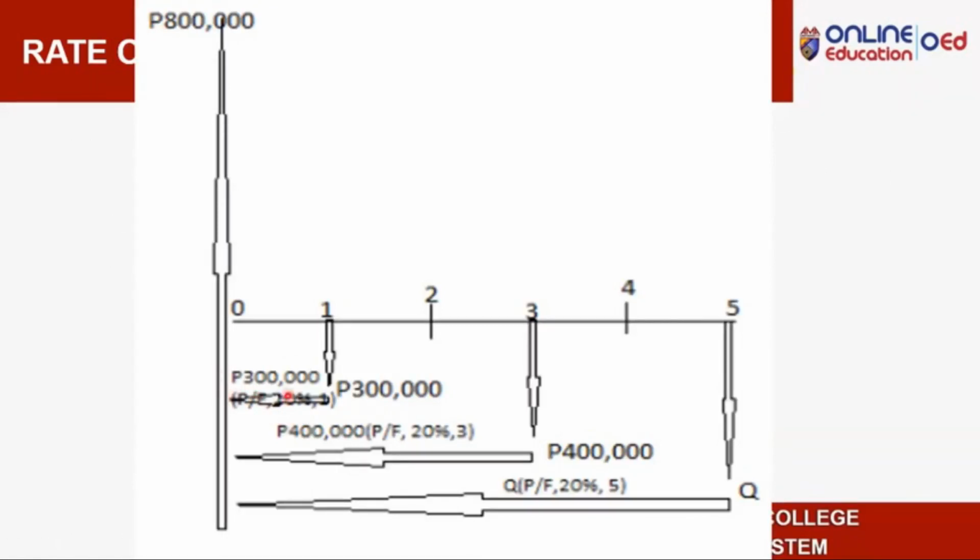Then after 1 year, he paid 300,000. On the first year, he paid 300,000. On the third year, he paid 400,000. And the fifth year, that is now the Q. That's the unknown.